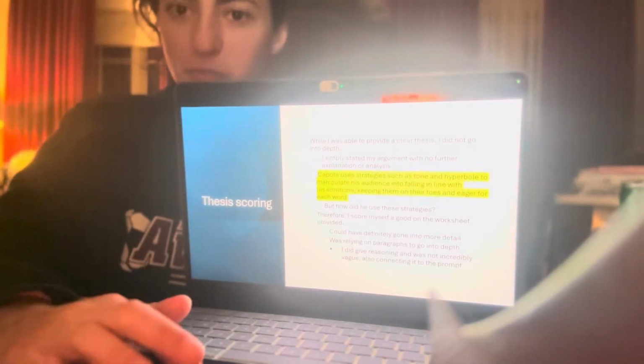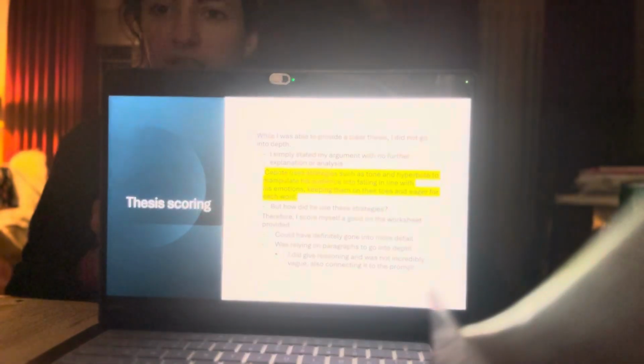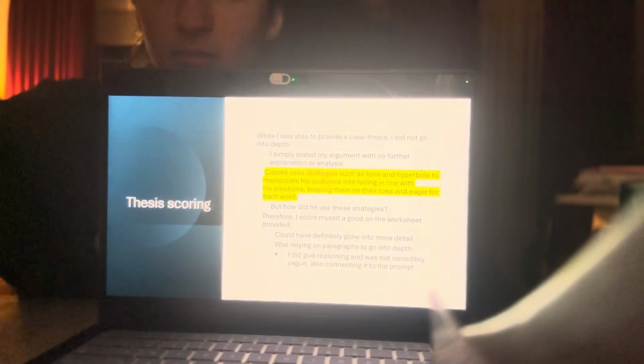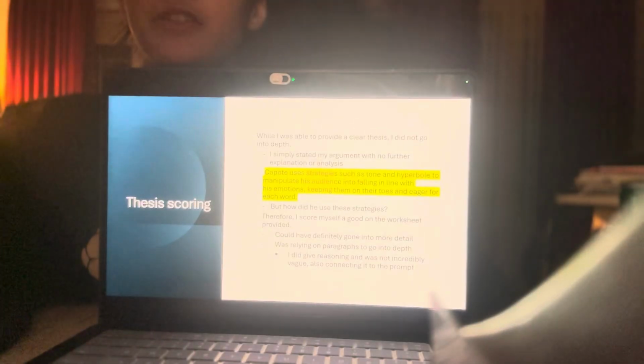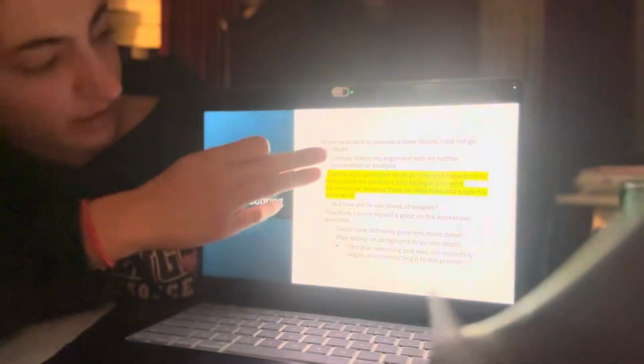There's a thesis. While I did give an easily identifiable thesis that had claims like tone and hyperbole, I definitely think I could have gone into more depth, because my thesis was very short. I was going to rely on my next paragraphs to do all the explaining when I should have added more in my thesis. So therefore, on the scoring rubric, I checked off the good things.